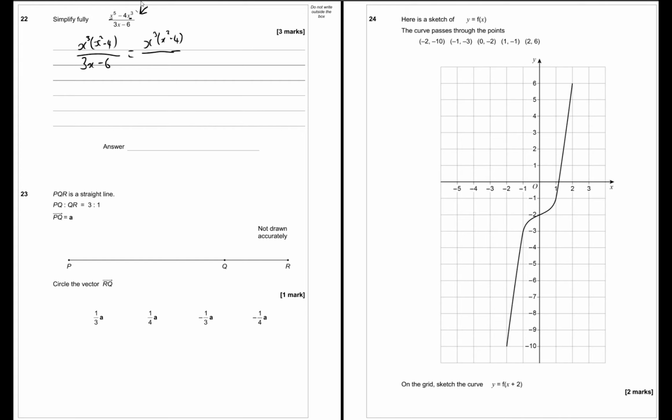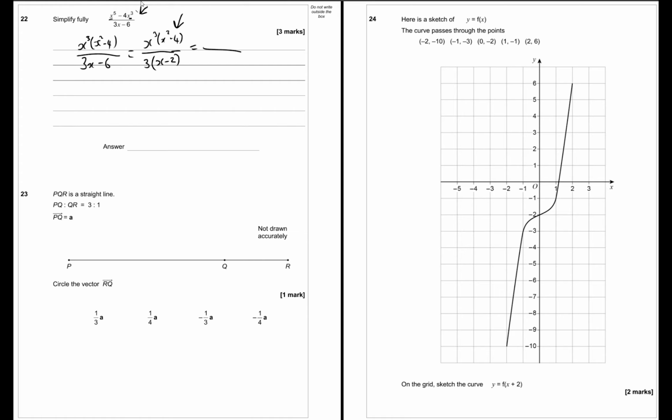So we can take out a 3, can't we? So we can get 3x minus 2. Is there anything else we can do to simplify this a bit more? Well, we can split this one into a difference of 2 squares.